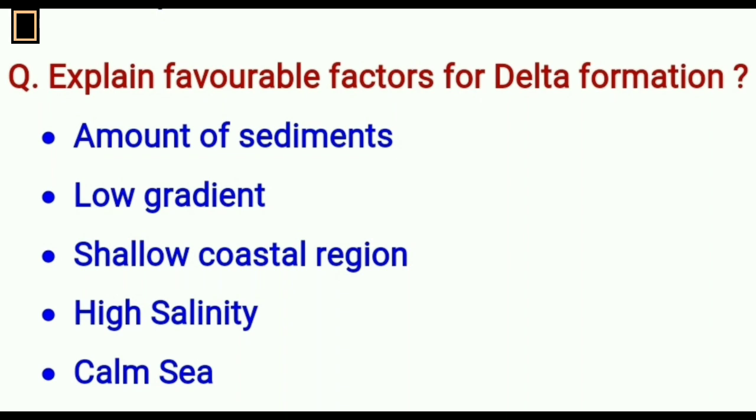Generally, deltas are formed rapidly in shallow coastal strips. Highly saline water make the depositional rate of sediments fast. Calm weather condition is also ideal for delta formation.